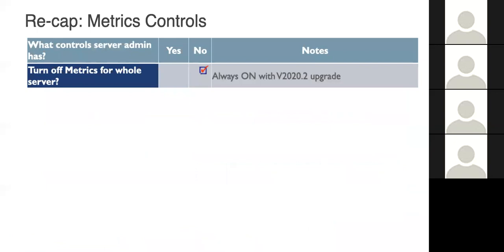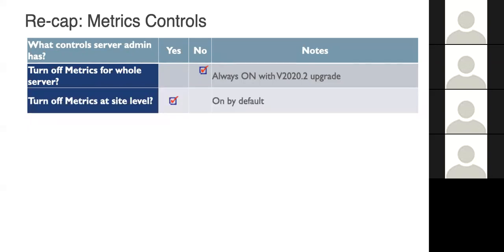All right, I'm going to do some recap. I started with Q&A very quickly. What controls does the admin have? Of course, you can turn off metrics by site, but you cannot turn off metrics on the server. The whole server, you cannot turn off. As soon as you upgrade to 2020.2, it's on and always on. We talked about earlier, you are able to turn off at the site level. Go to the settings. And again, only the server admins can turn this off. Site admins cannot turn it off.